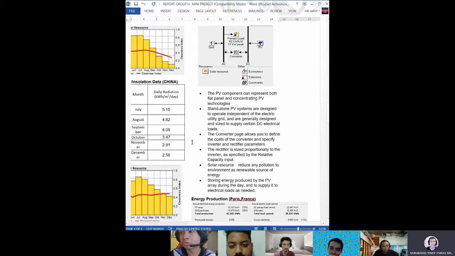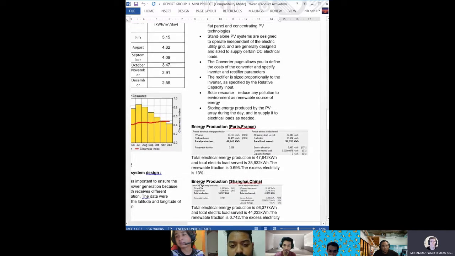The converter page allows you to define the cost of the converter and specify inverter and rectifier parameters. The solar resource can reduce pollution to the environment because it is a renewable type of energy. It stores energy produced by the PV array during the day and supplies it to the electrical load as needed.